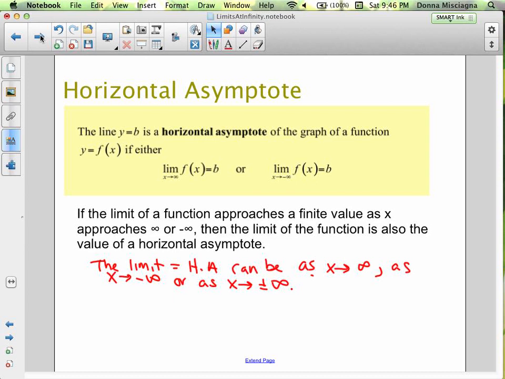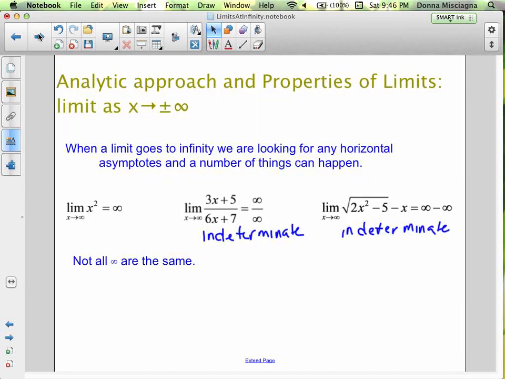In your notes, make sure it's written somewhere: the limit equals the horizontal asymptote. And it can be as x goes to infinity, as x goes to negative infinity, or as x goes to positive and negative infinity. In other words, it could be as x increases, as x decreases, or whether x increases or decreases, we have the same horizontal asymptote. Some functions have a horizontal asymptote as x approaches infinity, some have a horizontal asymptote as x approaches negative infinity, and some have a horizontal asymptote for both. Sorry about my voice. Keep coughing.